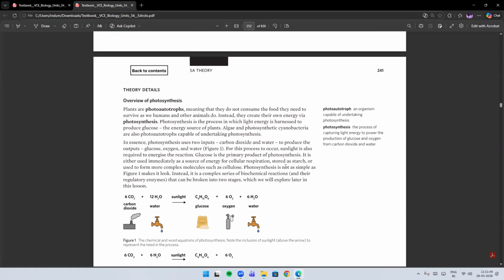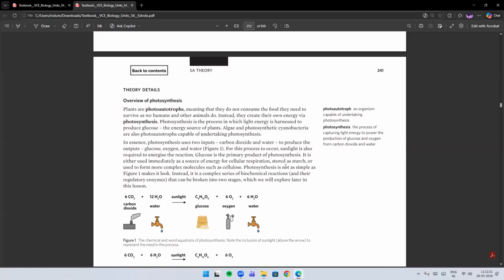Plants are photoautotrophs, meaning that they do not consume the food they need to survive as we humans and other animals do. Instead, they create their own energy via photosynthesis. Photosynthesis is the process in which light energy is harnessed to produce glucose, the energy source of plants. Algae and photosynthetic cyanobacteria are also photoautotrophs capable of undertaking photosynthesis.